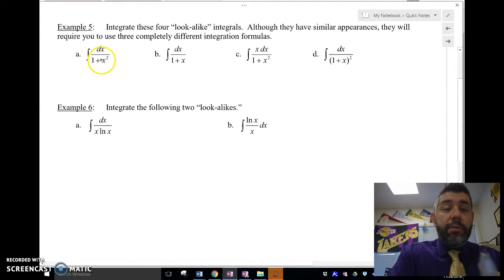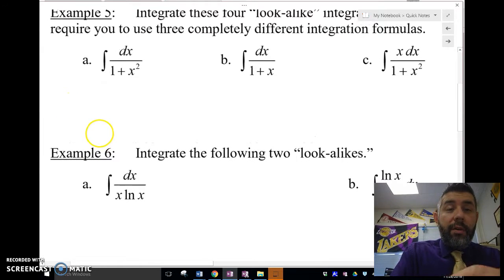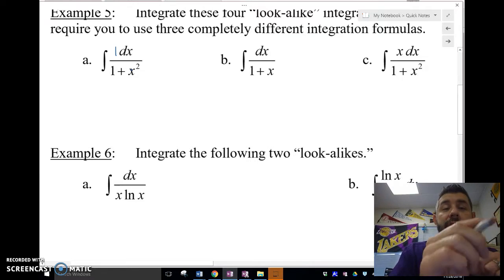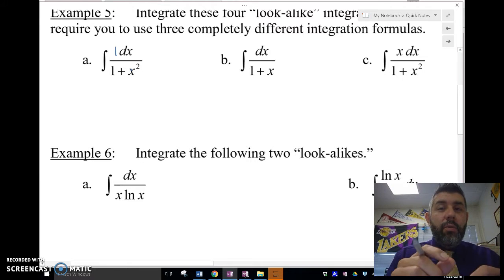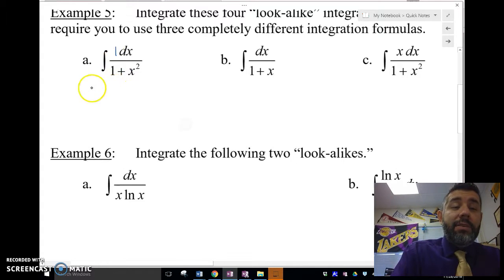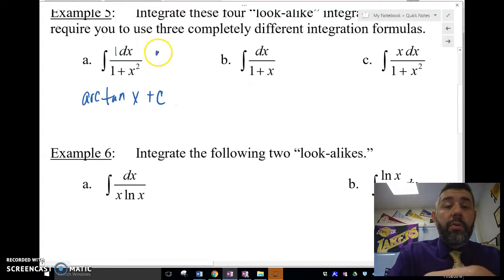In the first one, we have 1 plus x squared. Now there's nothing on the top, and the plus x squared should tip you off that if there's nothing in the numerator but it's an x squared plus some other number in the denominator, we're probably going to use arctangent. And in fact, this one here is arctan of x, where u is x and a was 1.